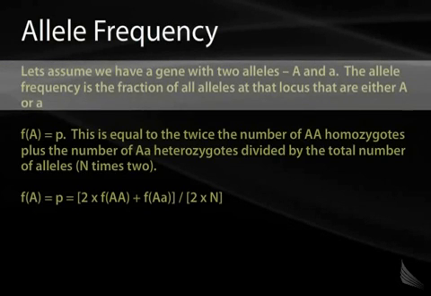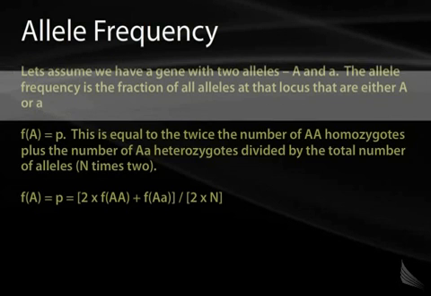So let's assume we have a gene with two alleles, big A and little a. We talked about what alleles are, so remember these are just two different versions of the same gene. May have a mutation in a few nucleotides, may lead to an amino acid mutation, something like that. Two alleles, big A and little a. The allele frequency is the fraction of all alleles at that locus that are either big A or little a.